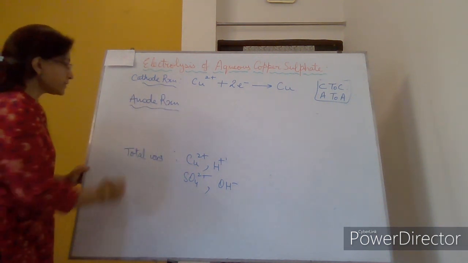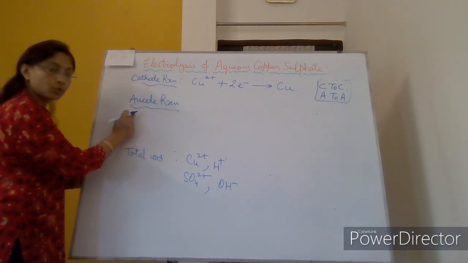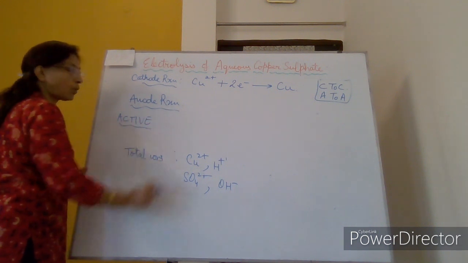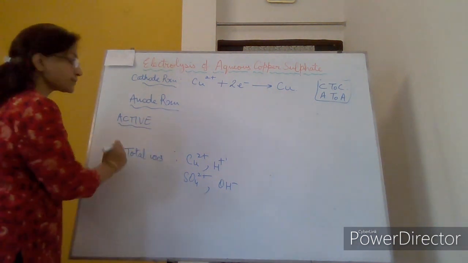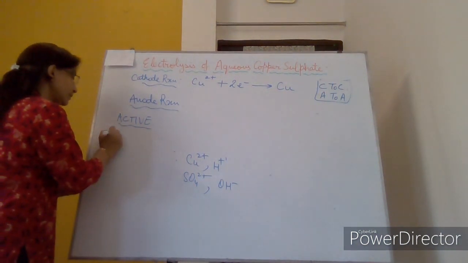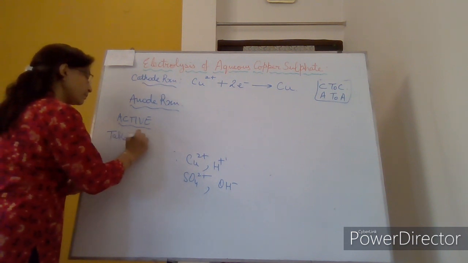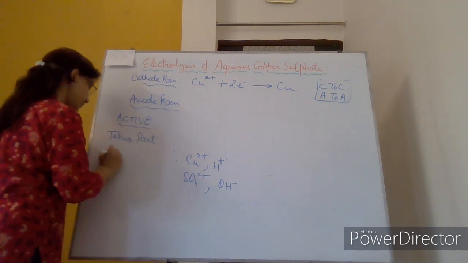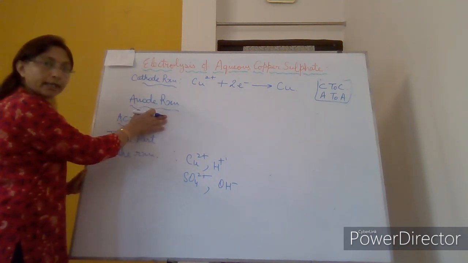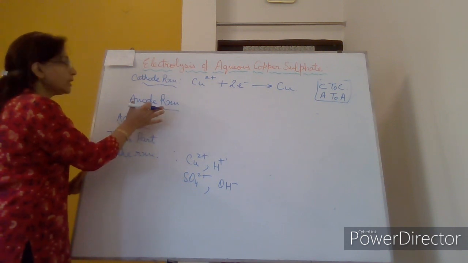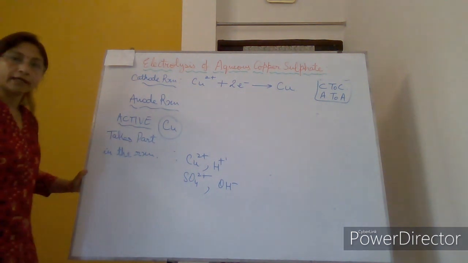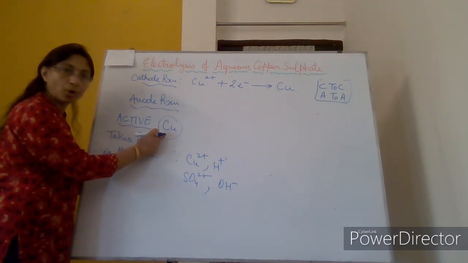The difference here is that the electrode we are using is an active electrode. What is an active electrode? The one that takes part in the chemical reaction. Now, how can an anode take part in a reaction? The anode is made up of copper. Keep in mind that the active electrode we are using here is made up of copper.